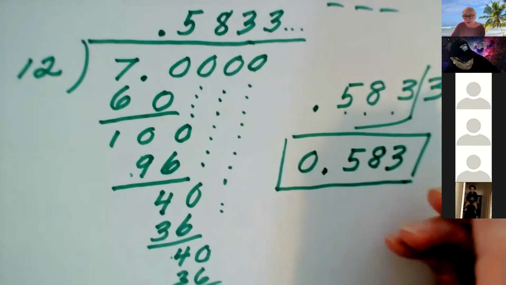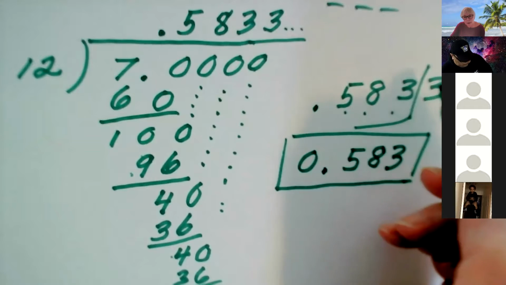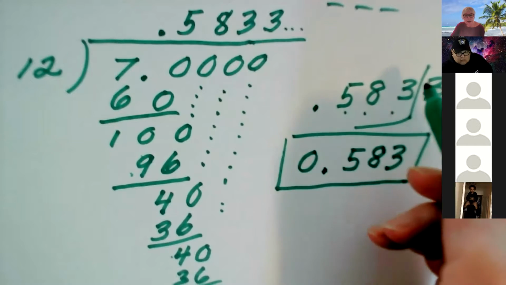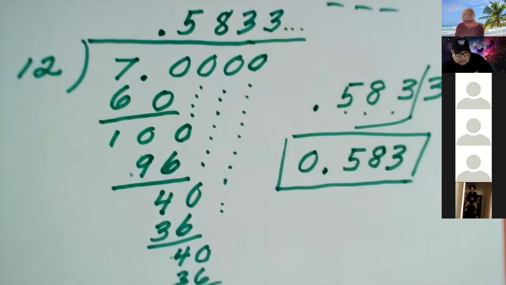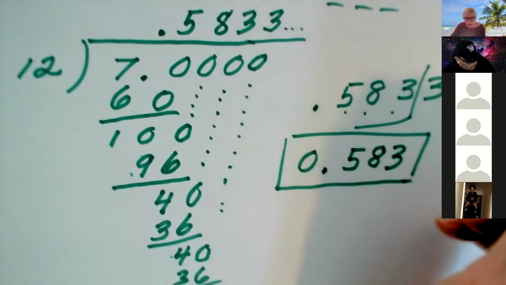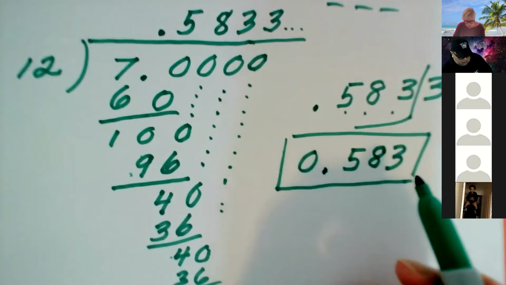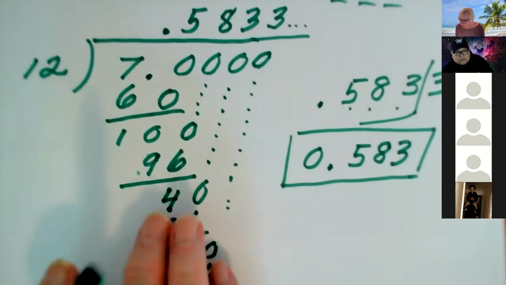Okay, so if this had been 5 or more, the 3 would have gone up 1, but because it was on the small side, the 3 stayed put. So this is not an exact answer, because remember the 3s keep going, but this is a rounded answer, good for 3 decimal places. So that part is a bit of a review.